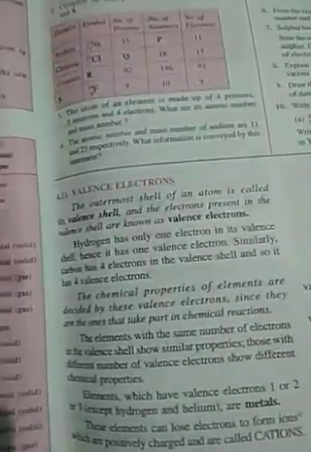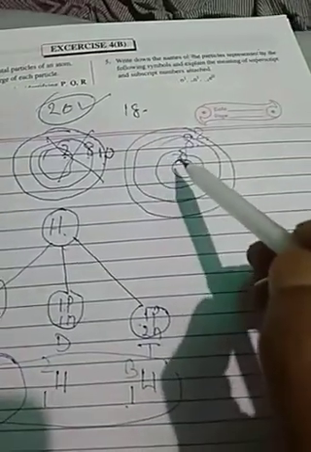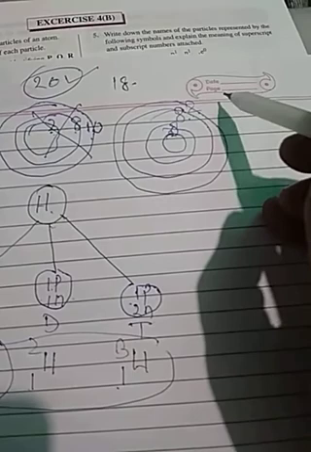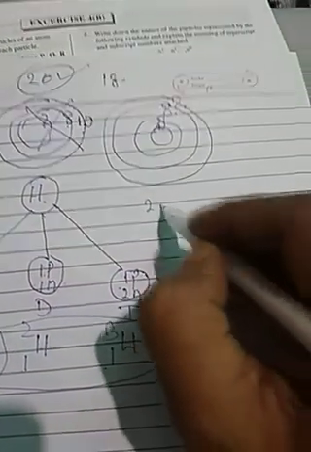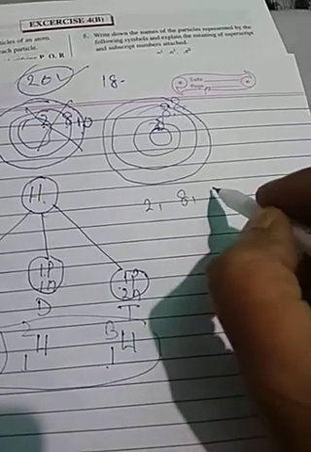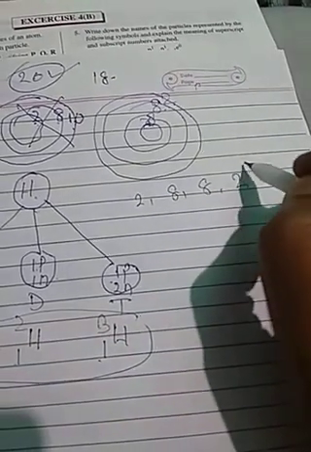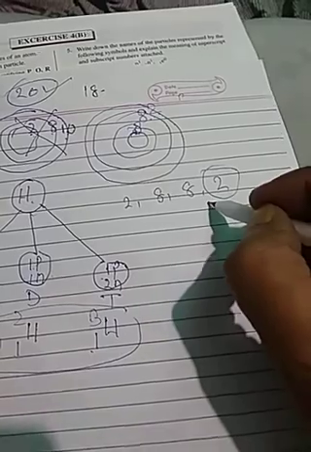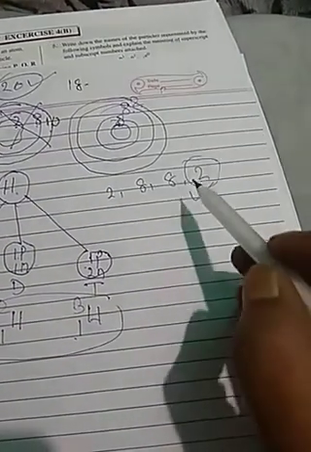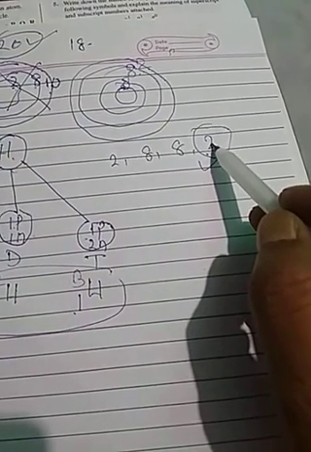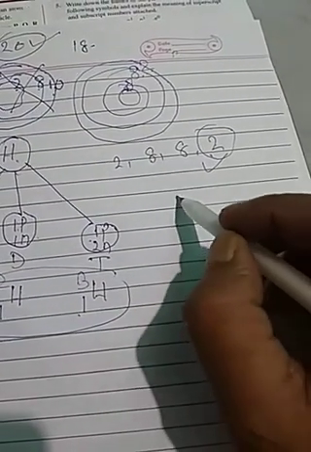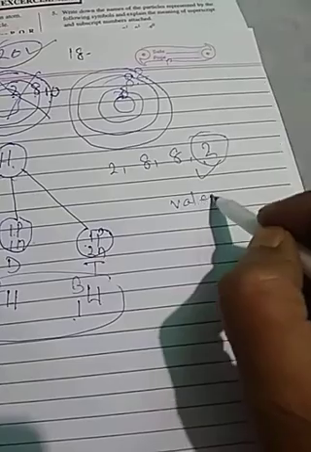What is valence shell? See, this is your calcium. We had discussed atomic number is 20. So what will be the configuration? 2, 8, 8, 2. What is the number of electrons present in the outermost shell? 2. These outer electrons present in the outermost shell are called valence electrons.